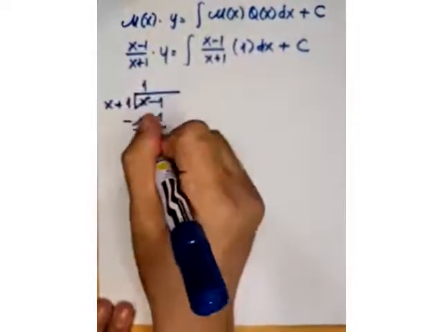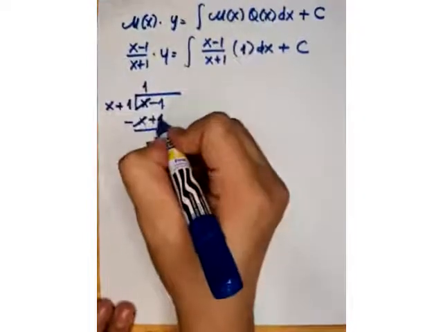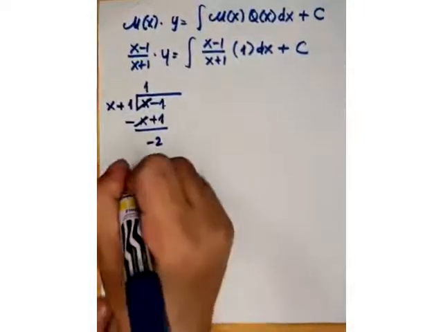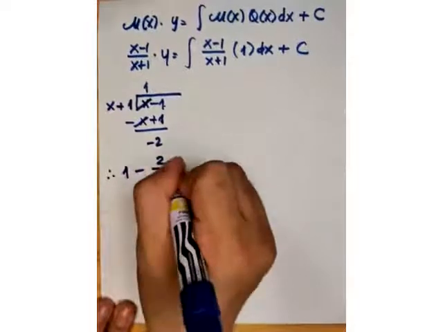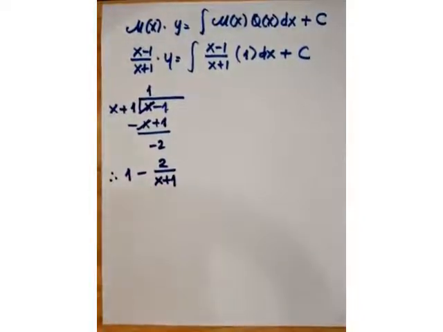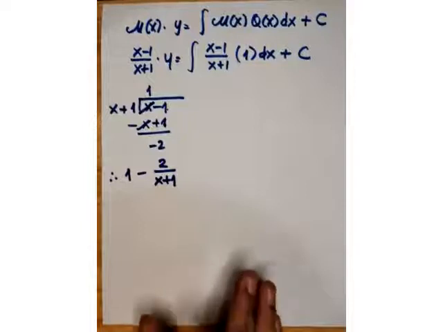Cancel, but this is negative 2. So that's negative 1 minus 1. Okay, so therefore, ang meron tayo ay 1 minus 2 over x plus 1. Yan. Okay, ano bang sinasuggest ni, ano bang ibig sabihin ni Ivan?